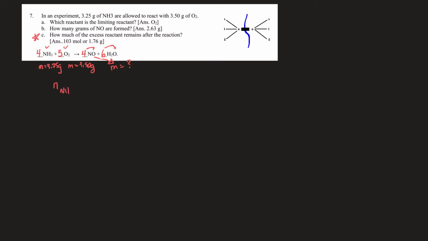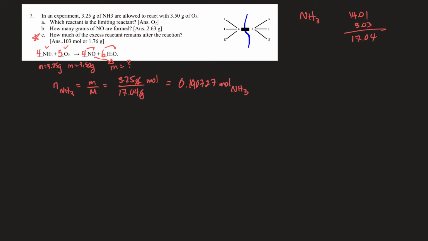Moles of ammonia, mass over molar mass. The mass is 3.25 grams. The molar mass, let's do ammonia over here. 14.01 is nitrogen, and 3 hydrogens would be that. So it would be 17.04, so 17.04 grams per mole. And I divide those. 3.25 divided by 17.04. Yep. So I come up with 0.190727 moles of ammonia.